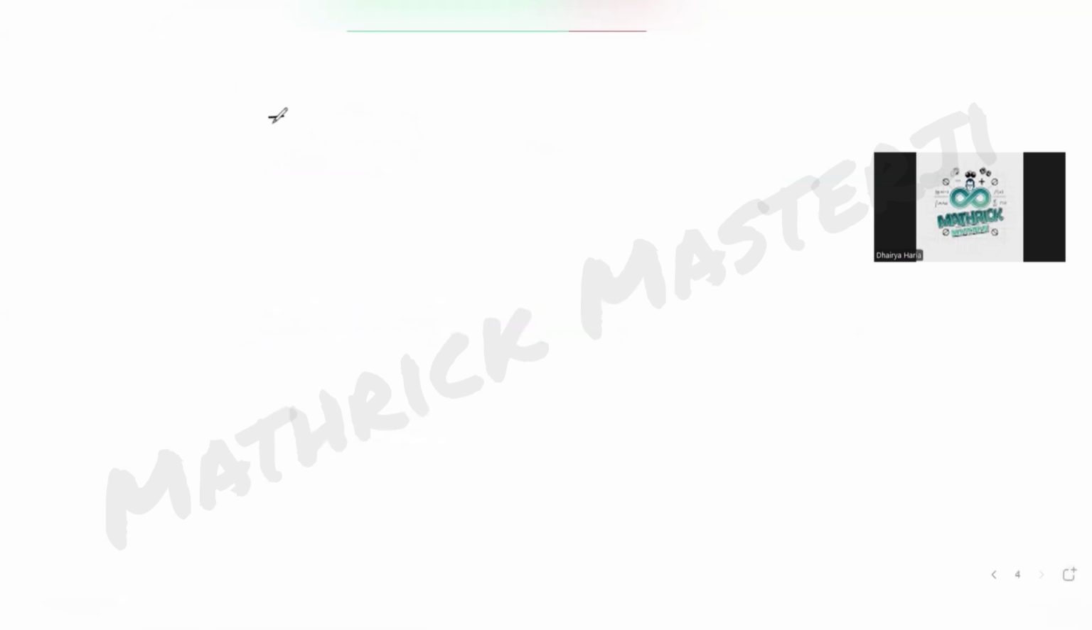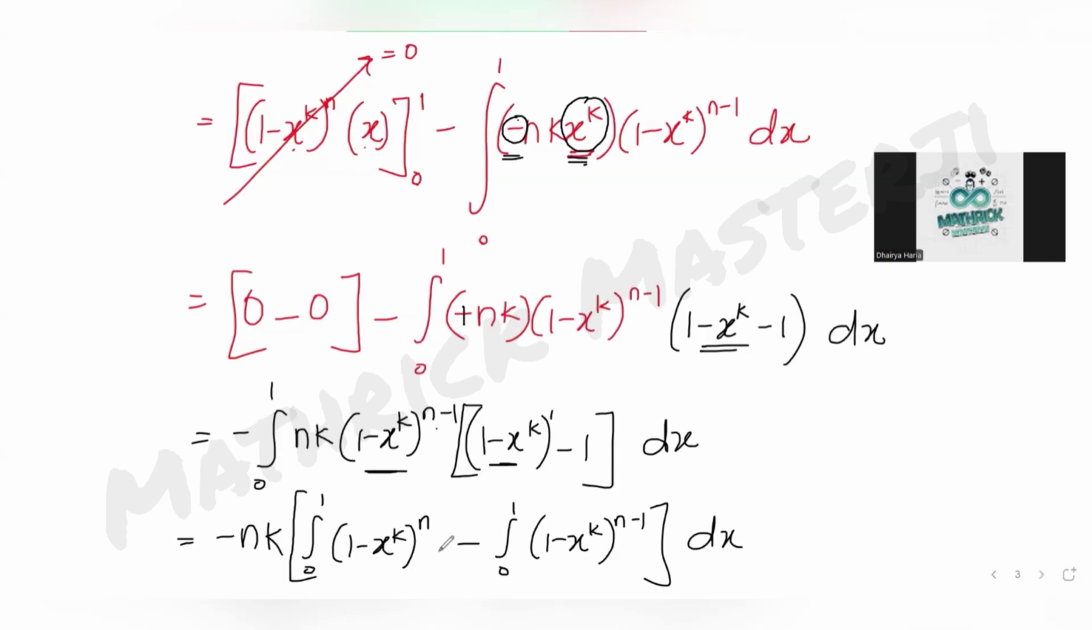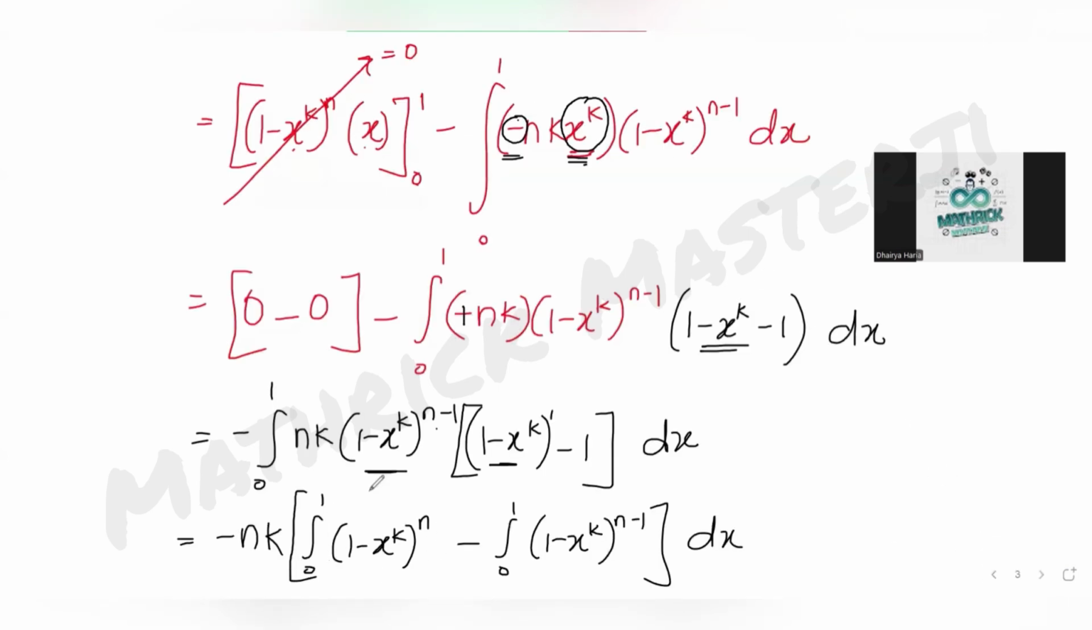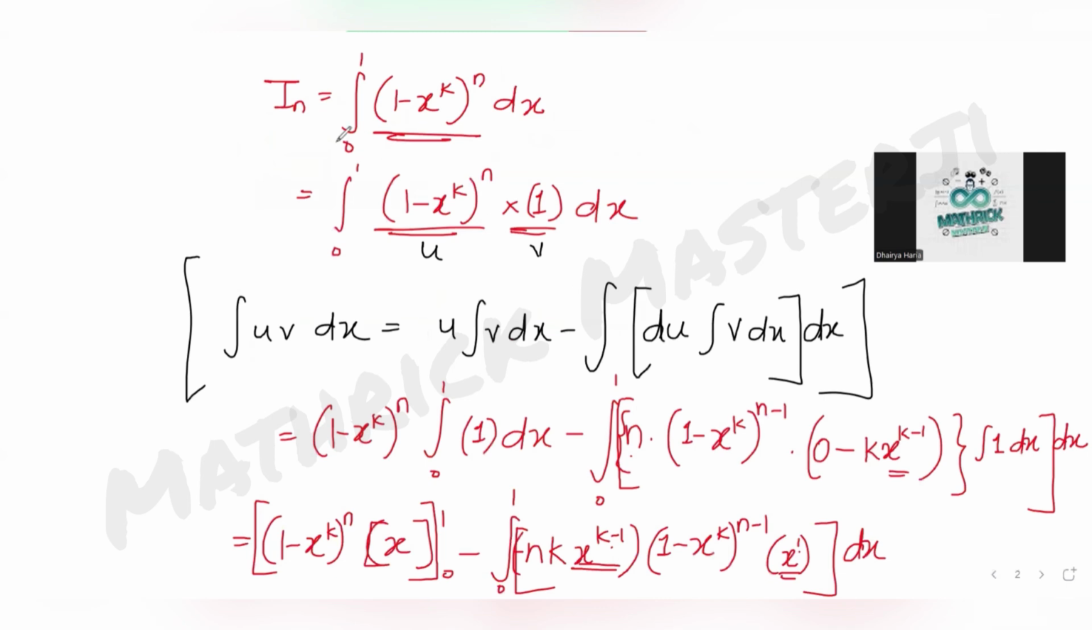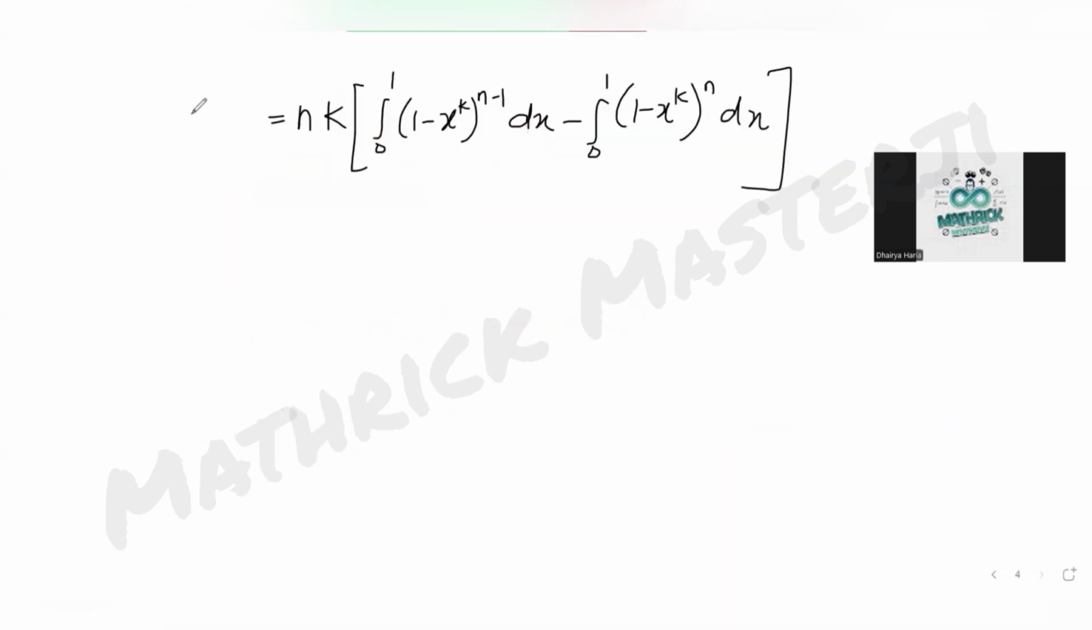So this is equal to nk. Minus into minus will become plus. So this becomes integral of 0 to 1, 1 minus x raised to k, n minus 1, dx, minus this becomes 0 to 1, 1 minus x raised to k, the whole raised to n, dx. And this is nothing but In, because we're solving for that.